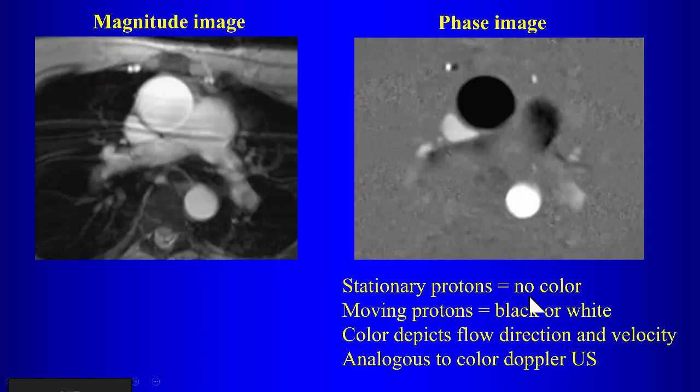So the stationary protons, no color. Moving protons, black or white, depending on the direction of motion. The color depicts the flow direction and the velocity. This is analogous to color Doppler ultrasound. All right? So if you're familiar with color Doppler ultrasound, this is the equivalent on MR, where we're looking at motion and how the particular color has to do with the direction of motion, and the brightness of that color has to do with the velocity of the motion, okay?